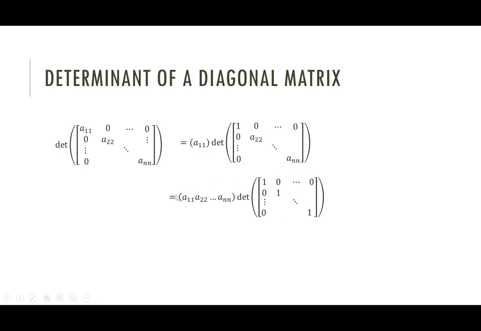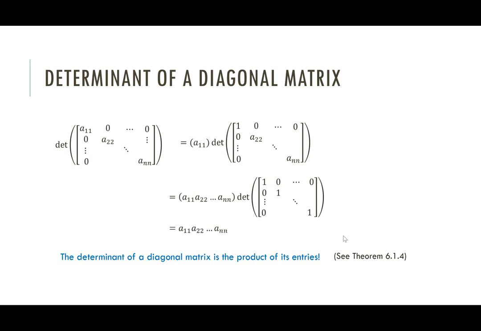And so this is equal to A11, A22, all the way up to ANN, times the determinant of this matrix. But this is the identity matrix, and so the determinant just is the product of the entries. And notice that if one of these entries was 0 to begin with, then we would have had a row of all zeros, and we know that the determinant is 0. So if you're worried that I was assuming that these were all non-zero, no, I knew what I was doing. So the determinant of a diagonal matrix is the product of its entries. And this is the theorem in your book.